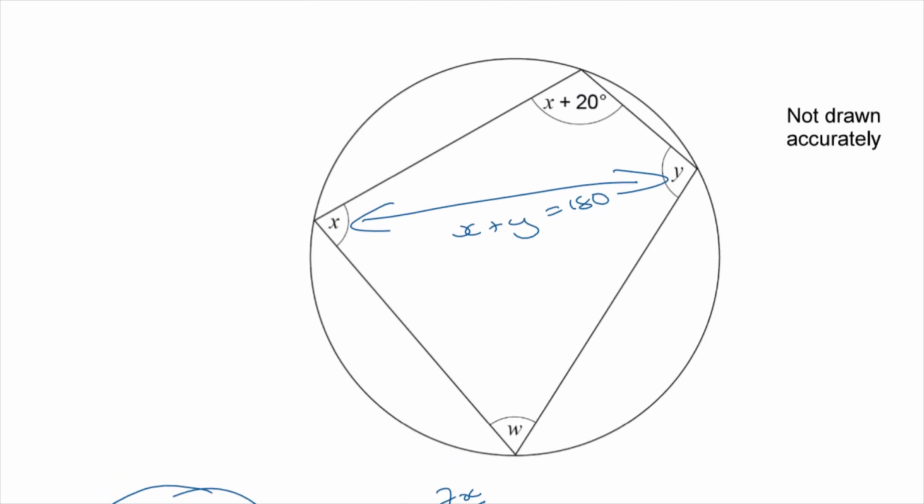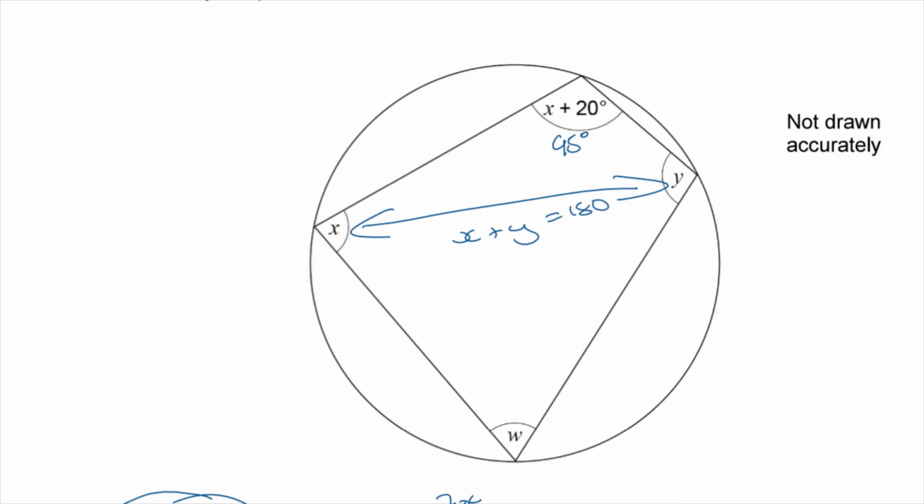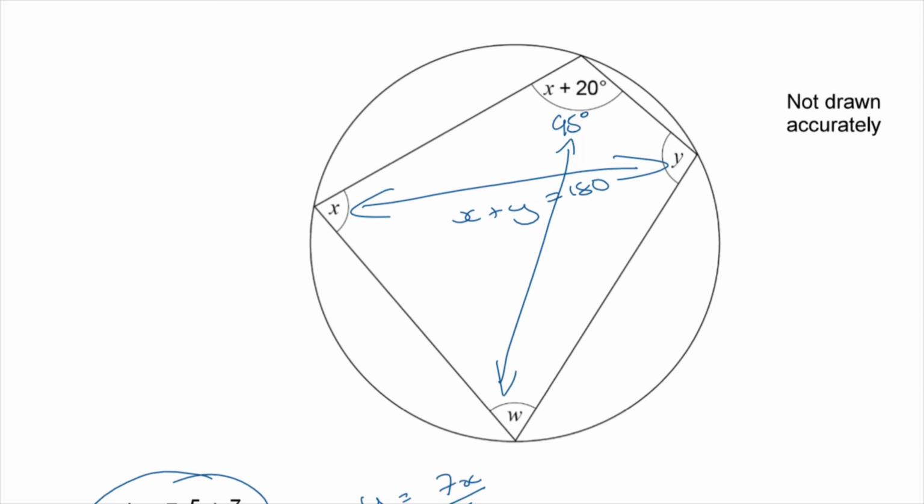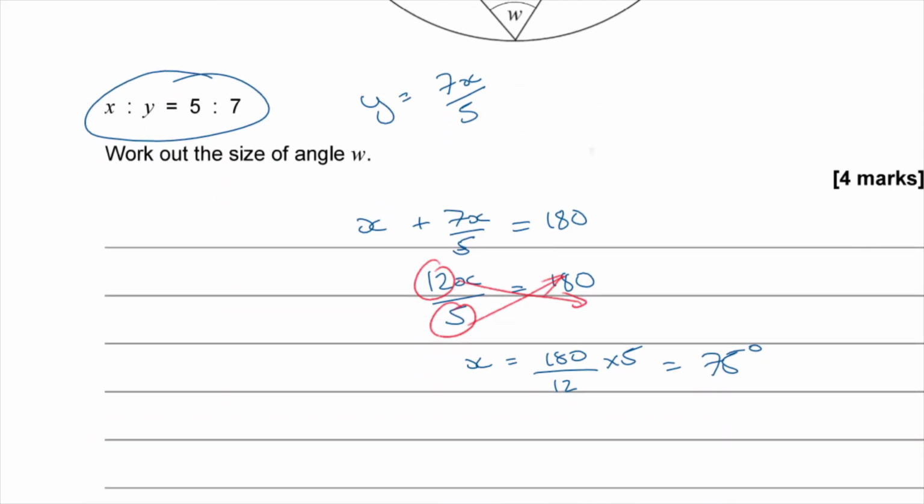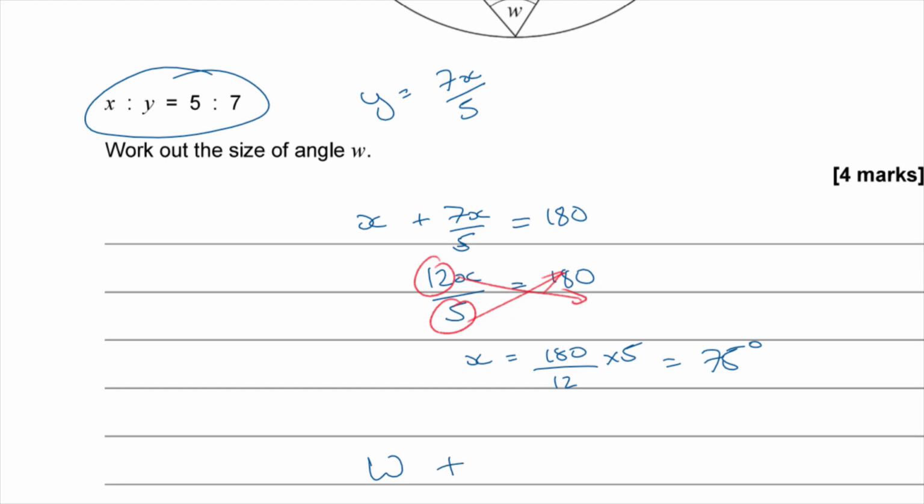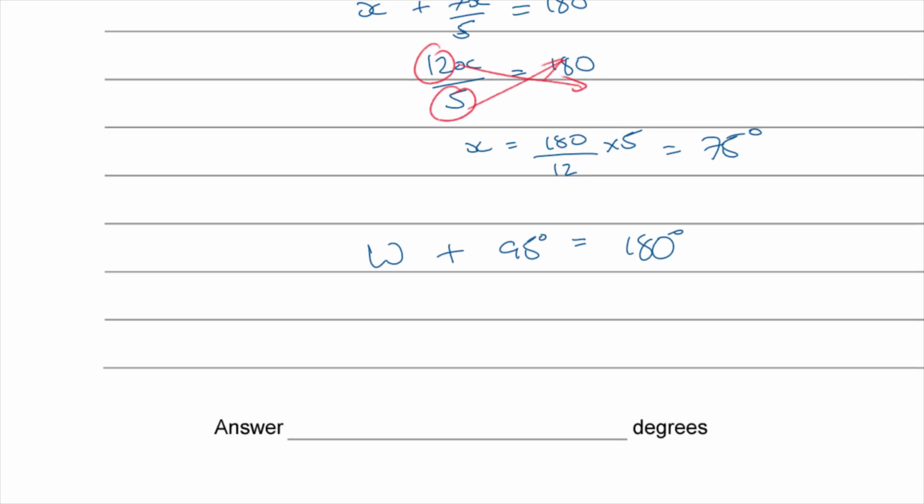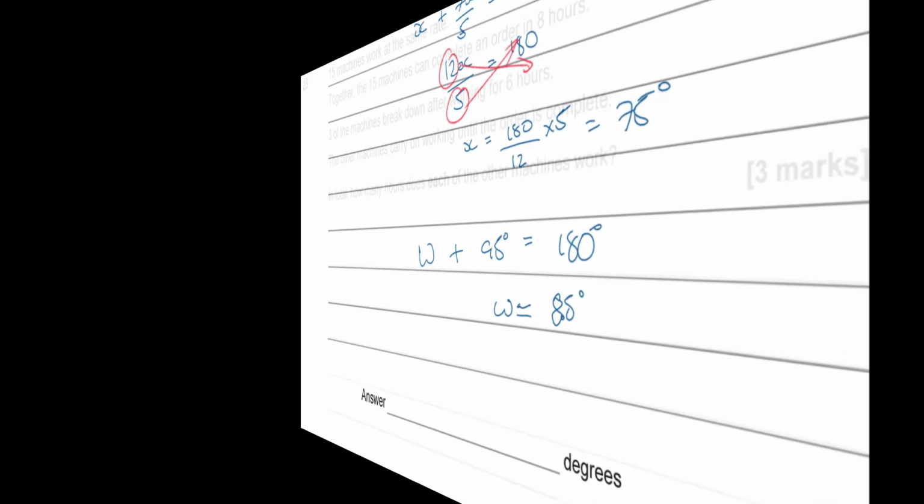Okay, so now we know that x is 75. That one up there must be 75 plus 20, so it must be 95. And we know that these two are opposite angles in a cyclic quadrilateral, so they must also add up to 180. So W plus 95 must be equal to 180 degrees, making W equal to 85 degrees.